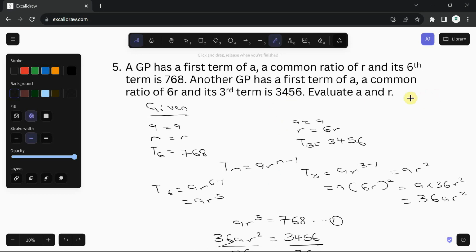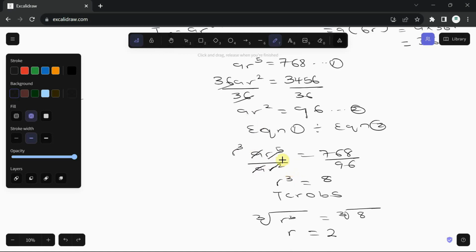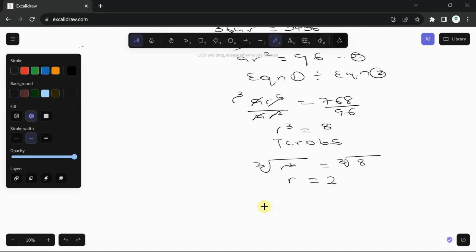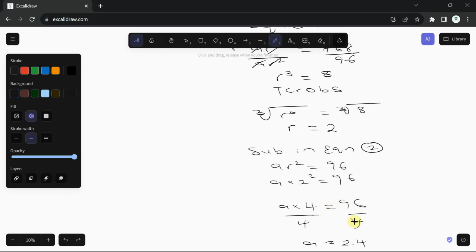So now we should find A. Based on that, I could use any of the equations that have A and R squared. Let me see, is there a simple one? Yeah, I can use this one, AR squared is equal to 96. So substituting in equation 2, that will be A times 2 squared is equal to 96. 2 squared is 4. So that will be A times 4 is equal to 96. If I divide both sides by 4, I'll find my value of A. So 96 divided by 4 is 24. So we found our A to be 24 and then our R to be 2.